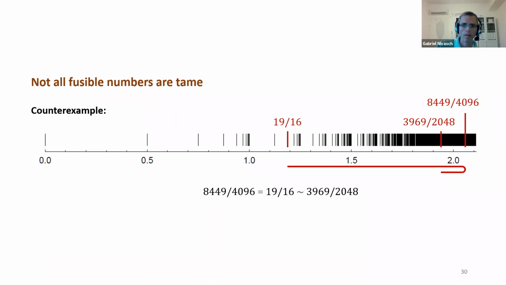We know that not all fusible numbers are tame. This is the smallest counterexample we know: 4889 divided by 496. So if it were tame, the way to obtain it would be that you go the distance one left to here, and then you use it by using this black guy. But you cannot get 4889 divided by 496 using this black guy, but rather by using 19/16 and fusing it with this other guy. So this guy is not tame.